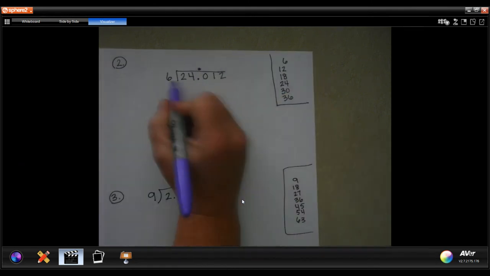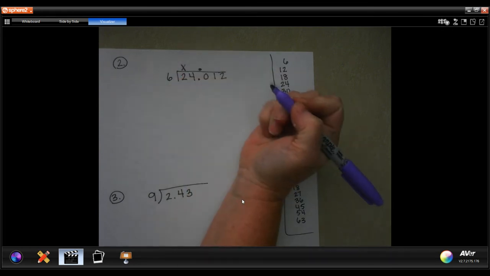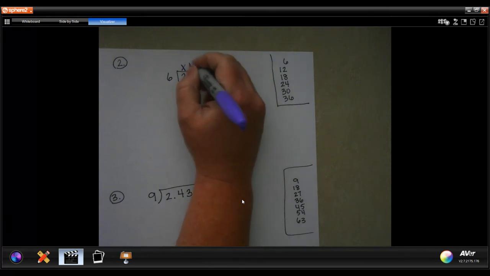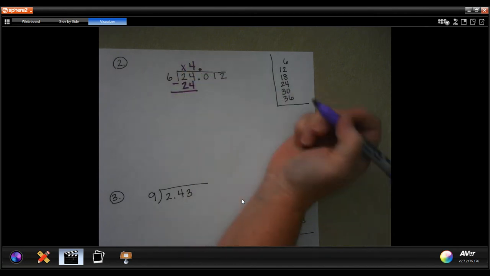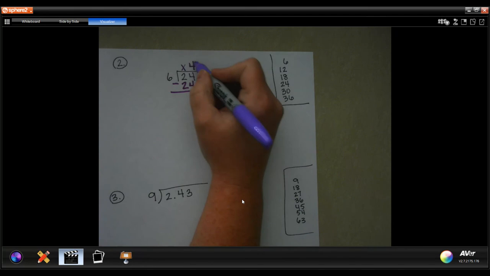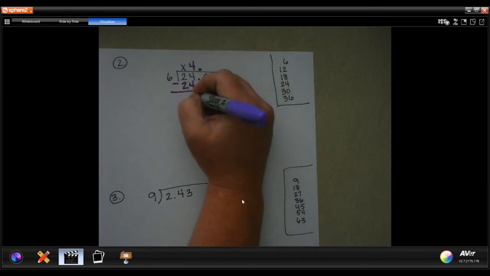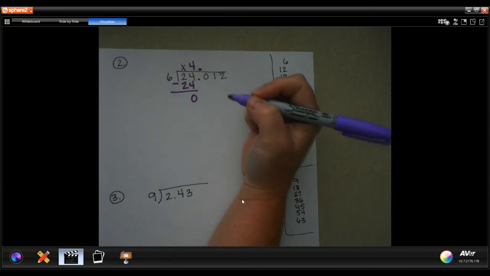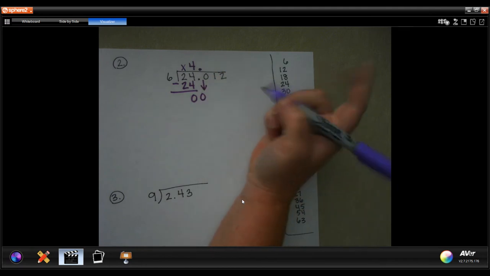So 6 is not going to go into 2. 6 will go into 24 4 times. 4 times 6 is 24. We subtract. We divided, we multiplied, now we're subtracting. We're going to get 0. 0 is definitely smaller than 6. That's my check.